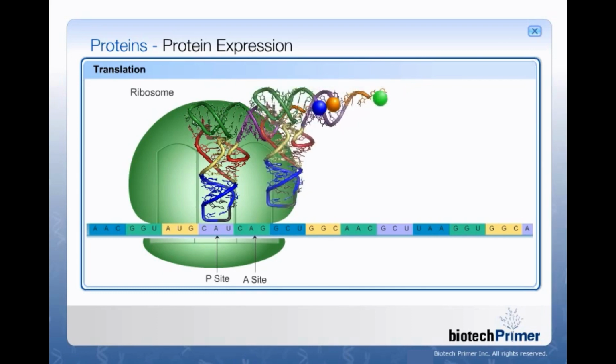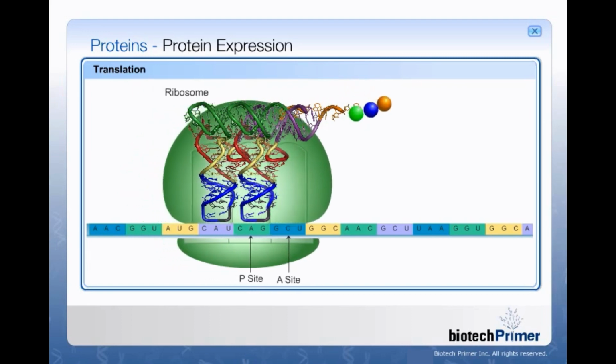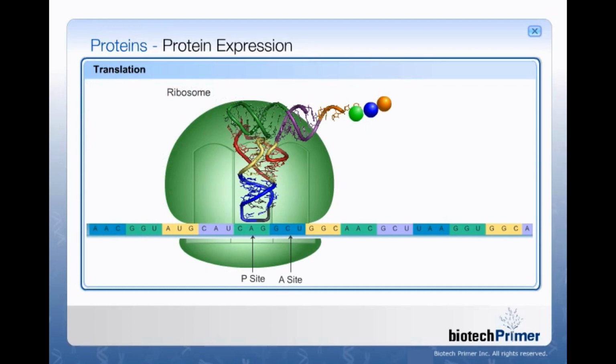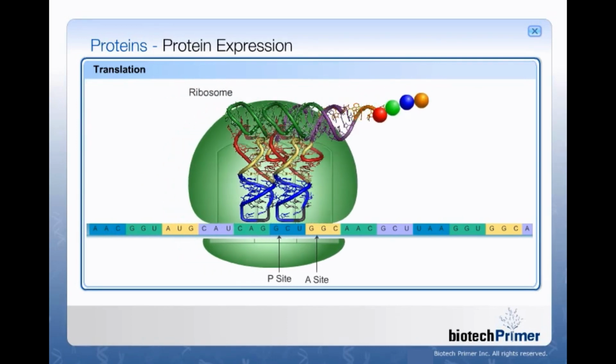A third complementary tRNA enters the now empty A site. The polypeptide chain on the P site tRNA is transferred onto the amino acid in the A site. Again, the P site tRNA leaves and the ribosome slides down the mRNA. This cycle continues as the ribosome moves down the mRNA.